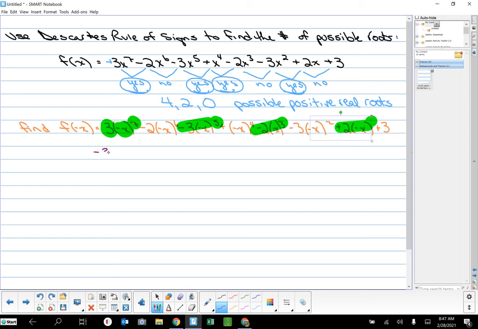So this is going to be a negative 3x to the 7th. This one won't change signs: negative 2x to the 6th. This one is going to change signs because of the odd exponent: positive 3x to the 5th. This one will not change signs, so we keep the plus: plus x to the 4th. This one will change signs: plus 2x cubed. This one will not change signs: minus 3x squared. This one will change signs: minus 2x plus 3.